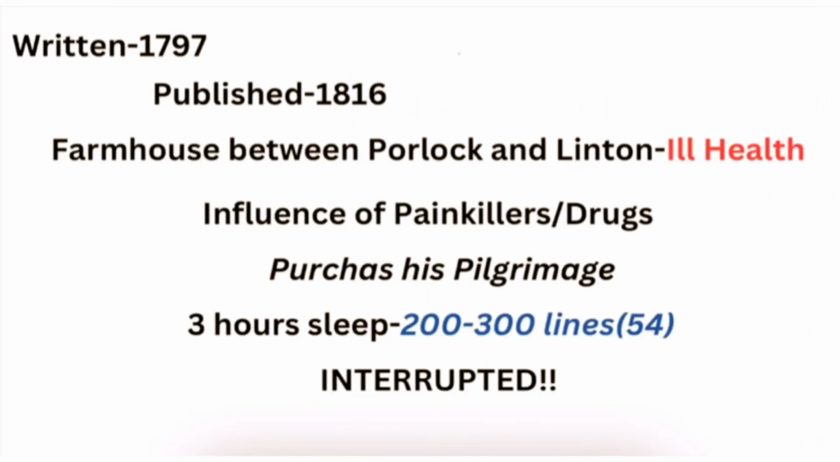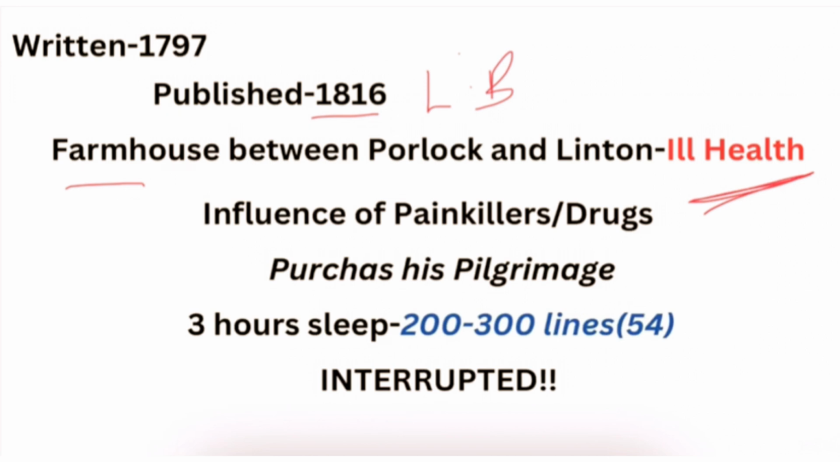Kubla Khan was written in 1797 but was published in 1816 on the request of Lord Byron. When this poem was written, Coleridge was living in his farmhouse, which was located between Porlock and Linton. He was in his farmhouse because he was dealing with ill health, and to cope with his ill health, he was under the influence of painkillers and drugs. Now, what these painkillers did to him was, it made him sleepy.